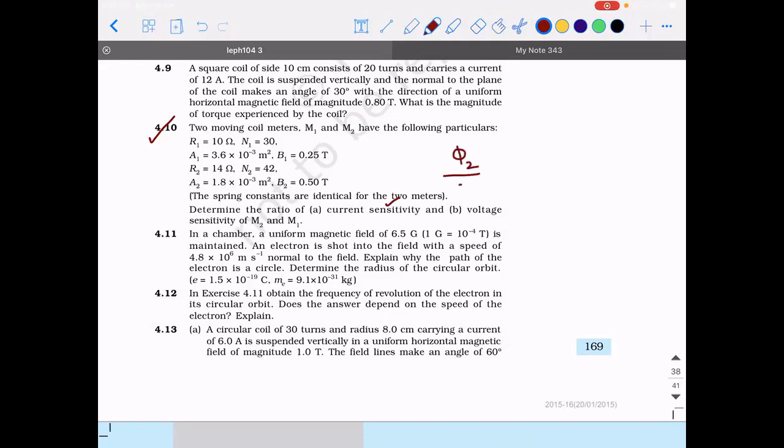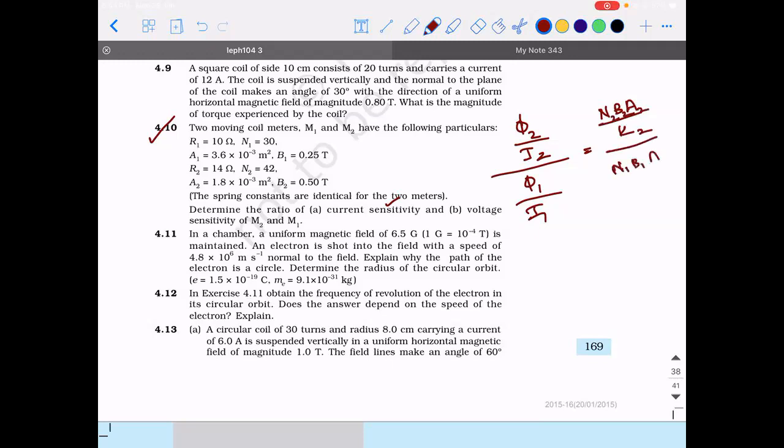So current sensitivity of 2 divided by current sensitivity of 1. M1 and M2 are nothing but symbols of those two galvanometers that you have in your hand. So what is the value of, sorry, not phi2 by phi1, phi2 by I2 divided by phi1 by I1. But what is phi by I? This you already know. The formula is NBA divided by K. So N2 B2 A2 divided by K2 and N1 B1 A1 divided by K1.